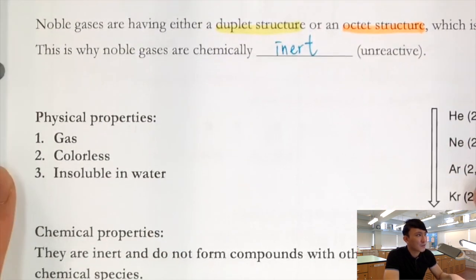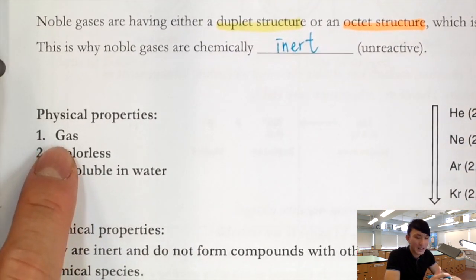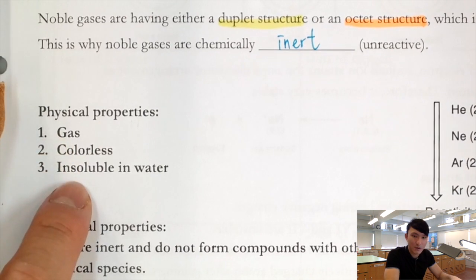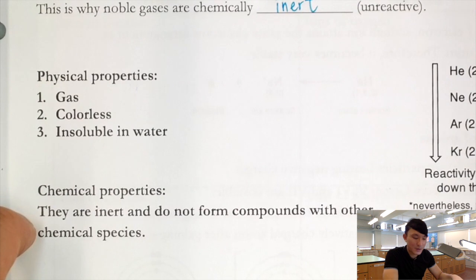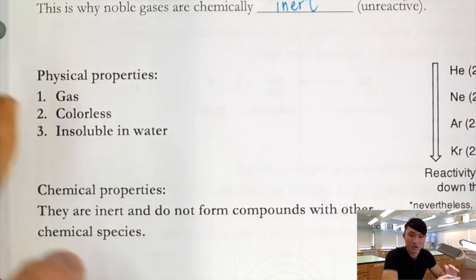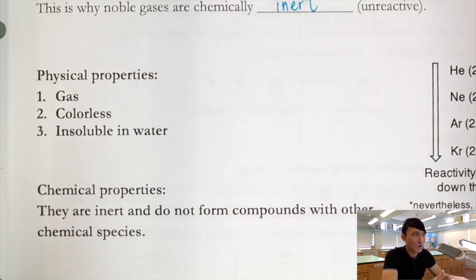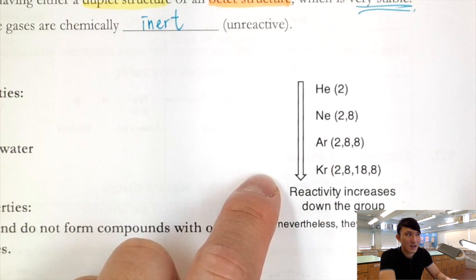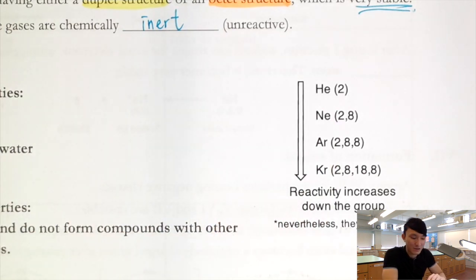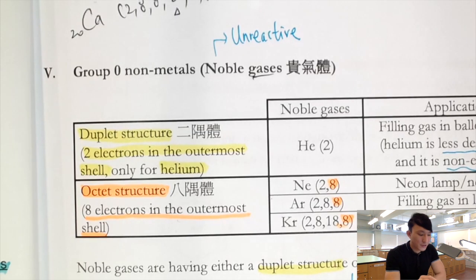Down here for the physical properties, very simple. They are gases, they are colorless, and they are insoluble in water. For chemical properties, like I said, in the DSE syllabus, they do not react at all, so there is no reaction involving group 0 nonmetals. Even though the reactivity increases down the group, it doesn't react at all. All right, so that's it for the group 0 nonmetals.